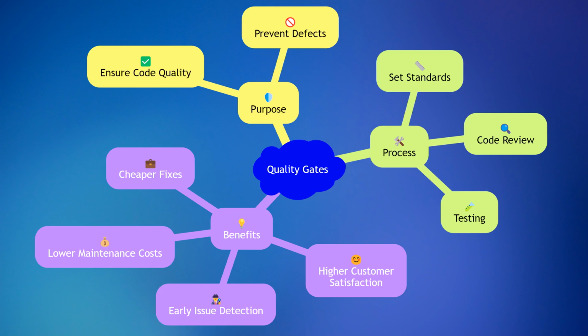They ensure that only code that meets specific quality standards progresses through the pipeline. This reduces the likelihood of defects and vulnerabilities in the final product, leading to higher customer satisfaction and lower maintenance costs. Additionally, quality gates help in early detection of issues, making them easier and cheaper to fix.